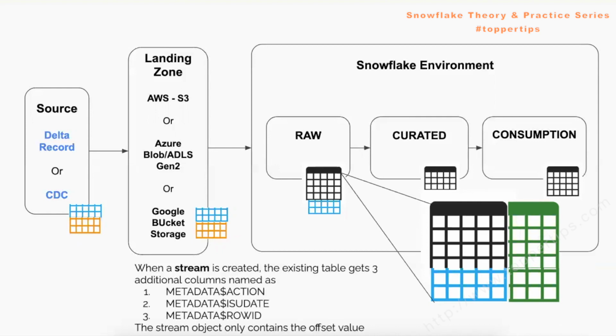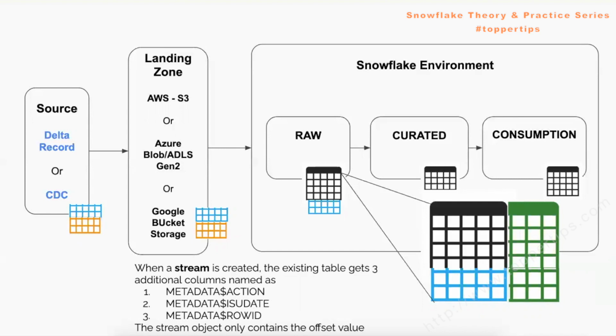What are these columns named? The first column is called metadata action, which records whether it's an insert or a delete. The second column is metadata is update. So if an insert has happened, it tells whether this insert is an update or a plain insert. And the third is a row ID. Every change recorded by the stream has a hash key, and that hash key is maintained in this column.